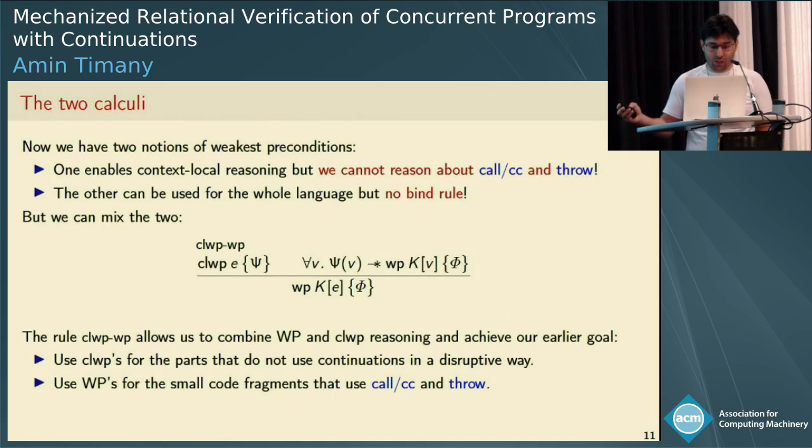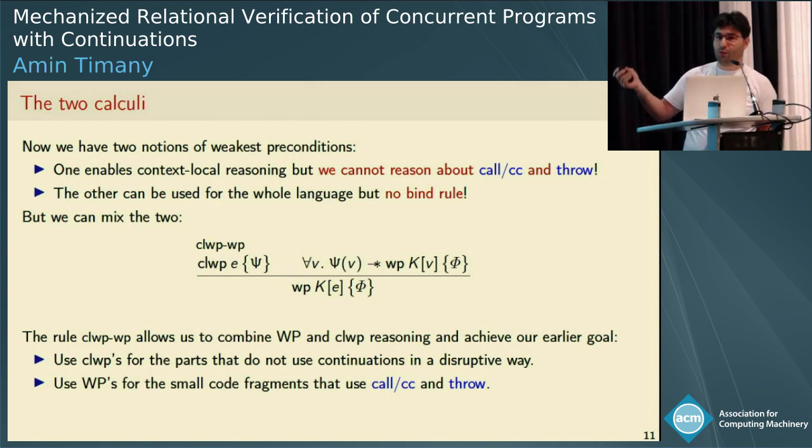All right, so now what? We have these two different calculi for reasoning about programs, context local weakest preconditions and weakest preconditions. One allows us to reason context locally, but not for call/cc and throw. And one allows us to reason about everything, but there is no bind rule. But we can mix the two, right?